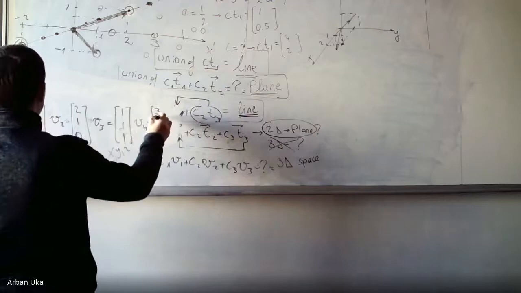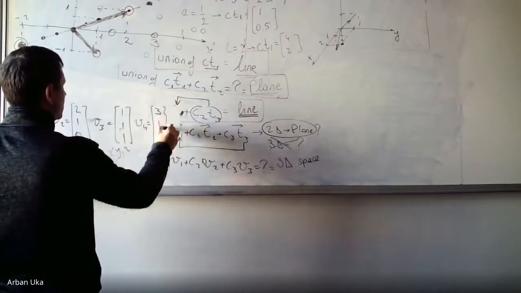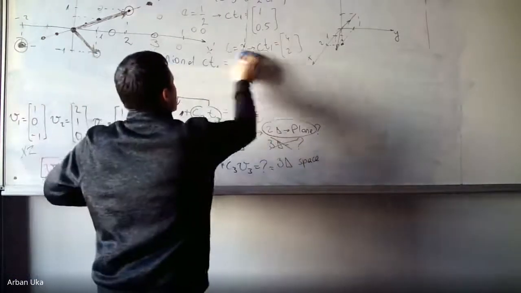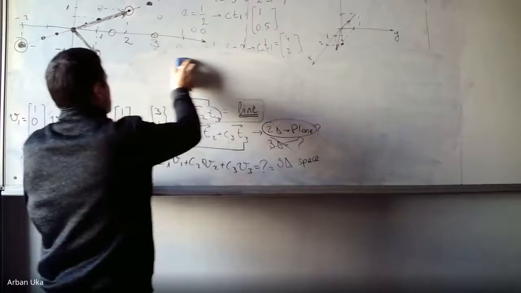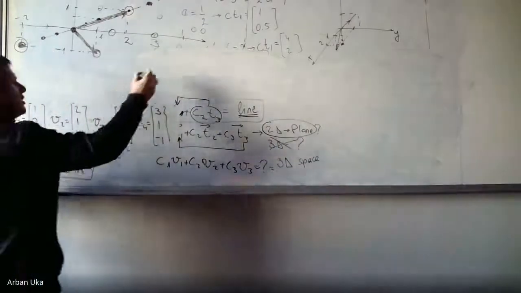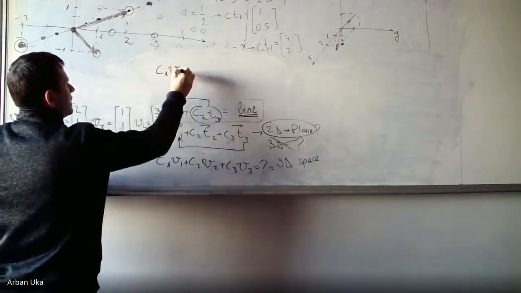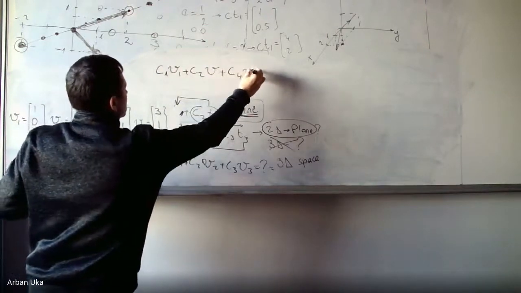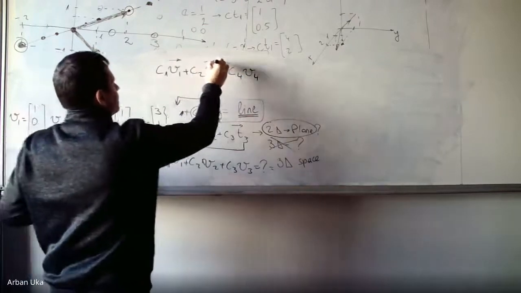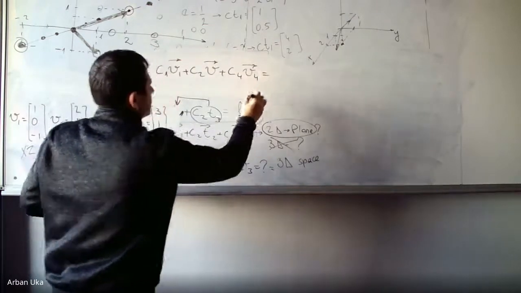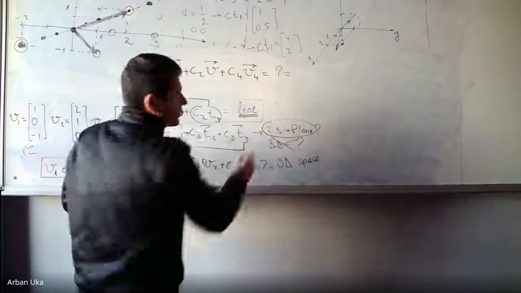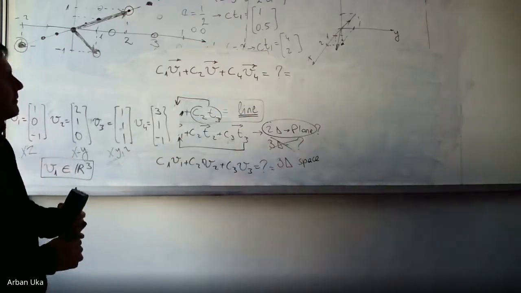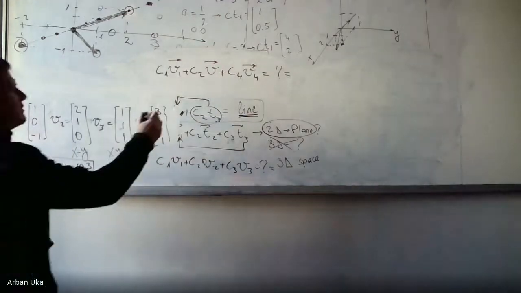V4 can be 3, 1, minus 1. And the question, I can use this part of the board, because I think they were clear so far. What is the linear combination of C1 V1 plus C2 V2 plus C4 V4? This is the question, and for this I want to ask Andy. Andy, what do you think? Sorry, this is V2.